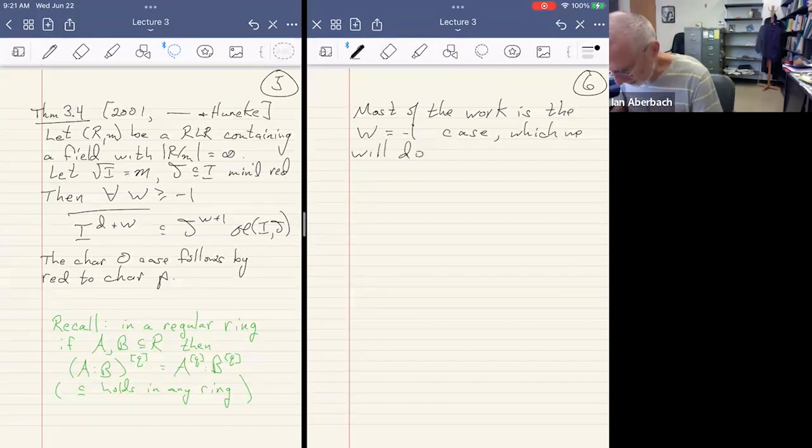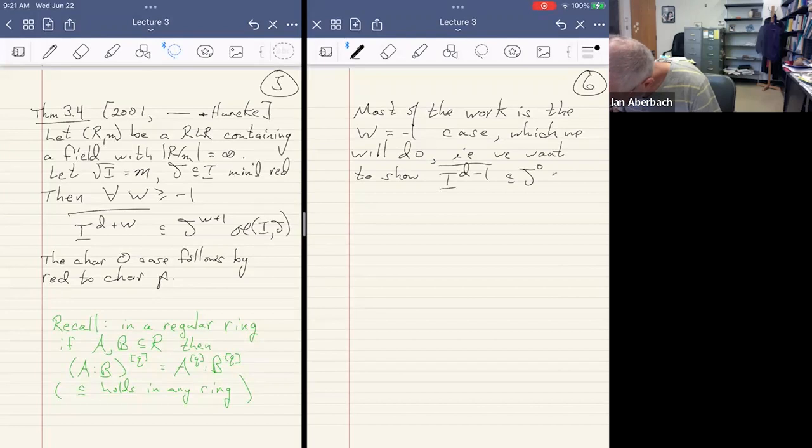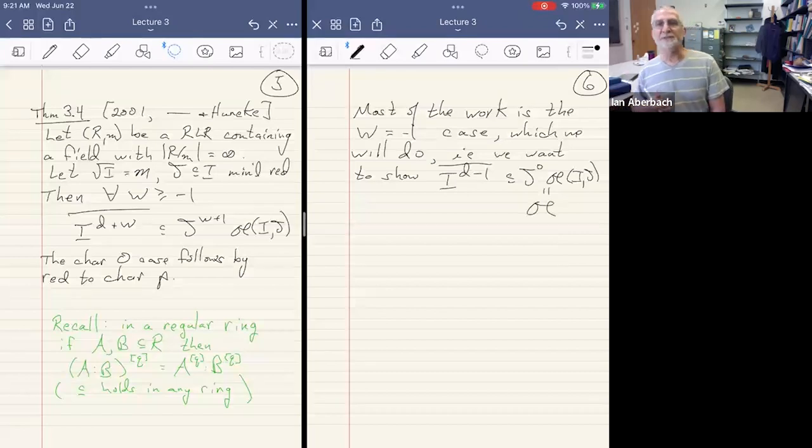Okay, so we want to show that I to the D minus one bar, well, this will be J to the zero, A, I, J. So in other words, we want the D minus first power to be in A. All right.